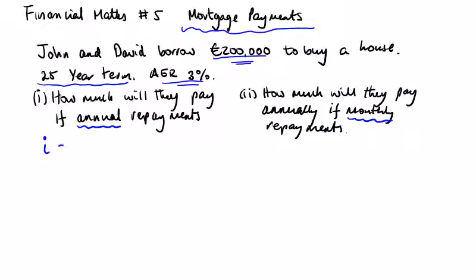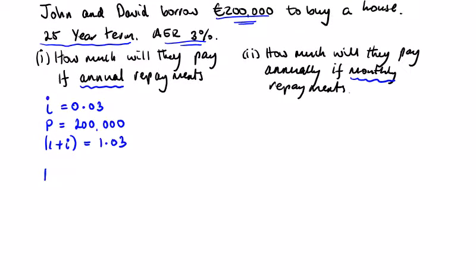I is equal to 0.03. P is equal to 200,000. And 1 plus I, the third term that we need, is obviously going to be 1.03. The formula for the amount that you pay back is based on the amount that you borrow, P, times I, times (1 plus I) to the power of T, all over (1 plus I) to the power of T minus 1.